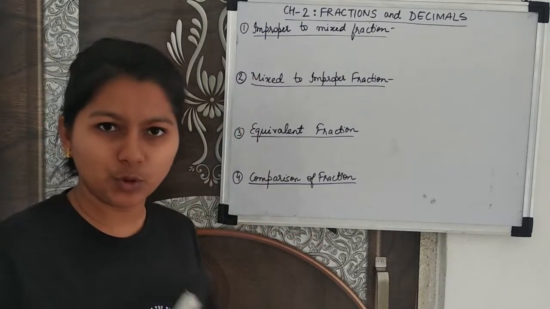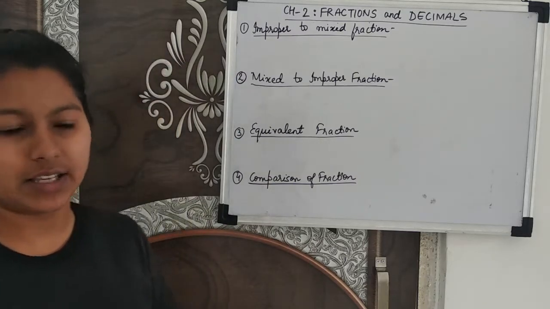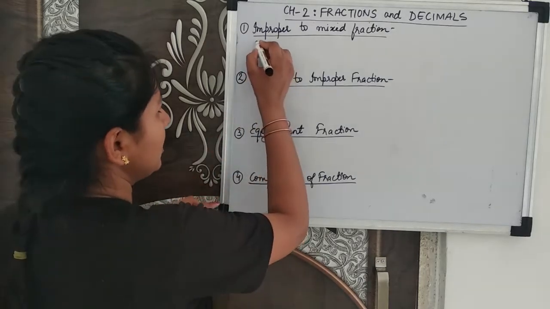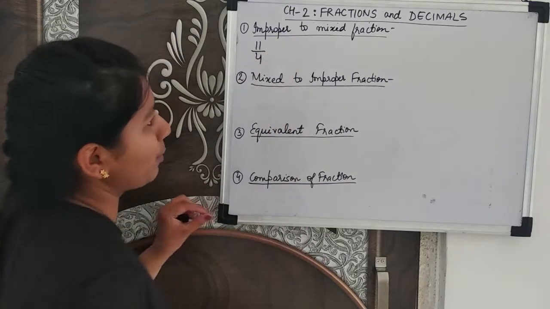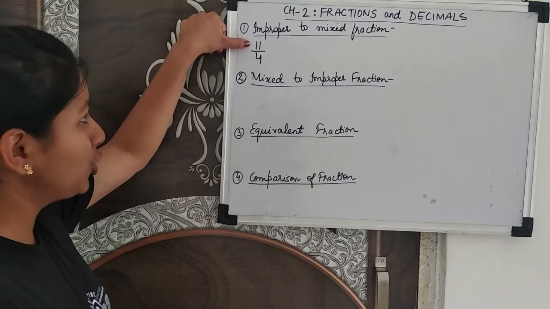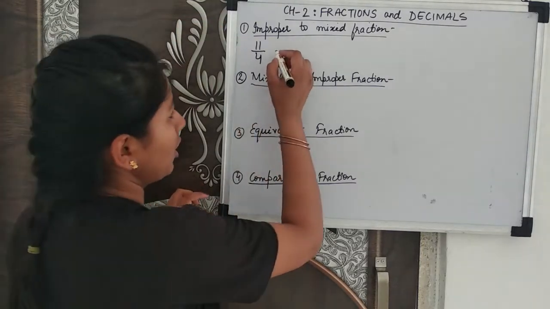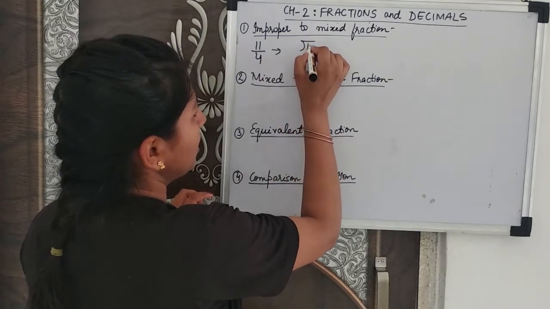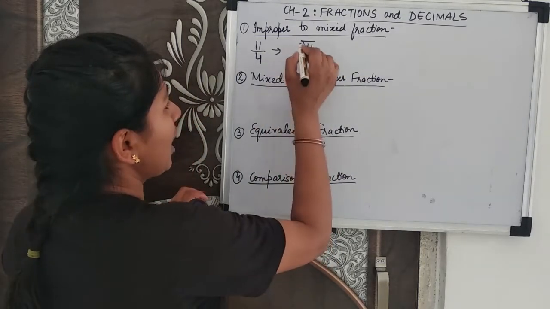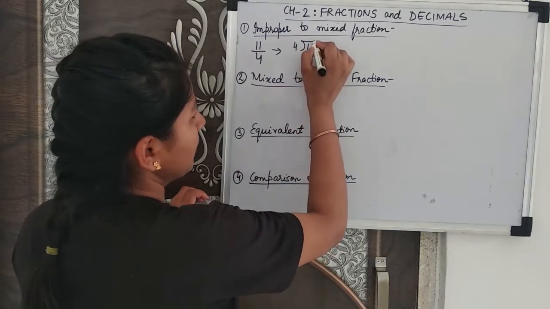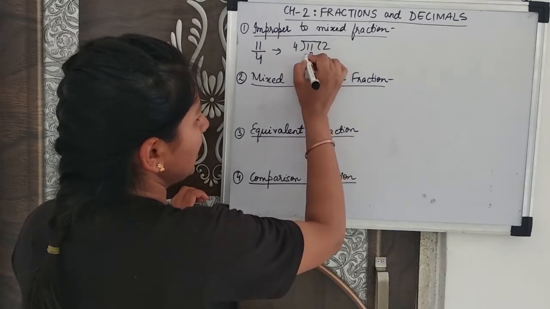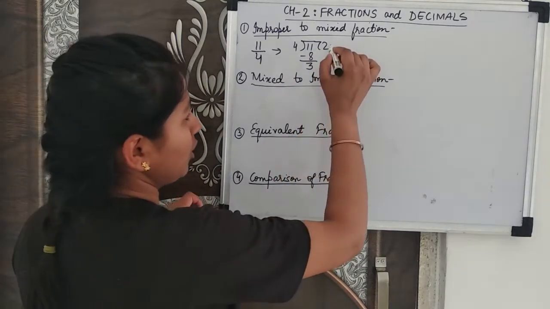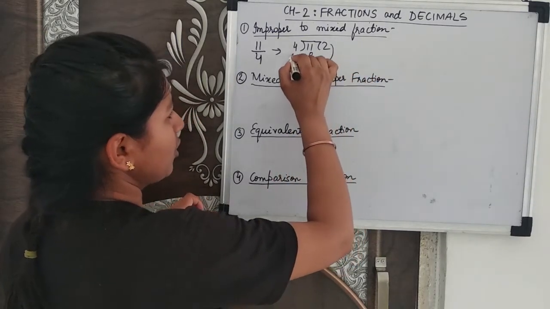All these topics we have already discussed in class 6 also, but still I am going to revise them. Suppose this is one improper fraction. Why is it improper? Because the numerator is bigger and the denominator is smaller. So to convert it into mixed, the step is: keep the numerator in the dividend and the denominator in the divisor. Now 4 2s are 8. The remainder is 3.